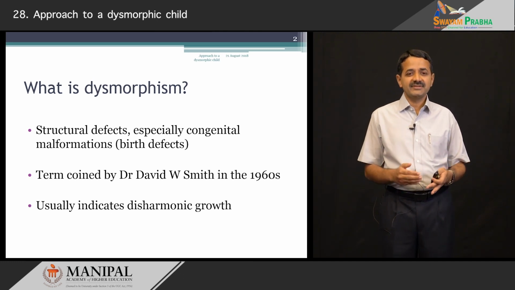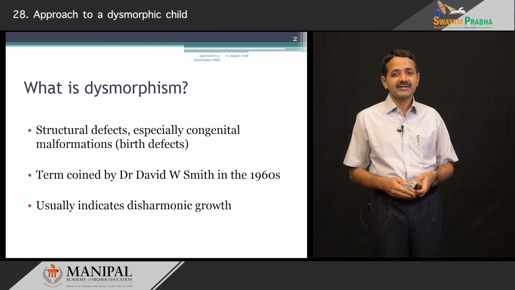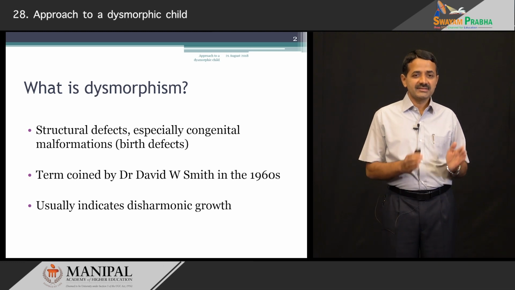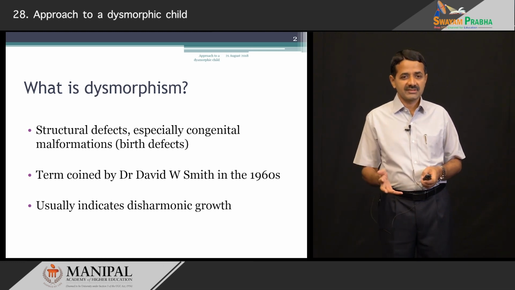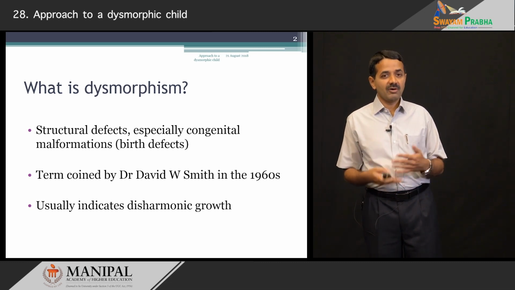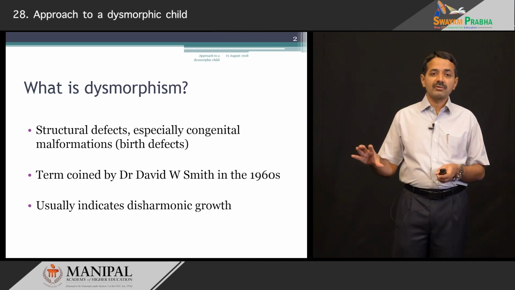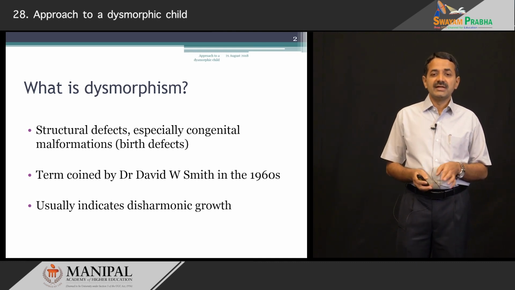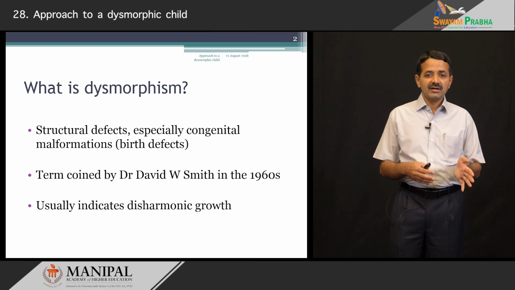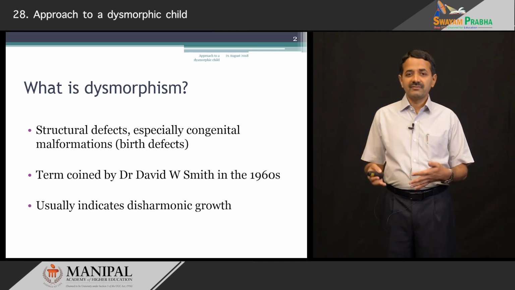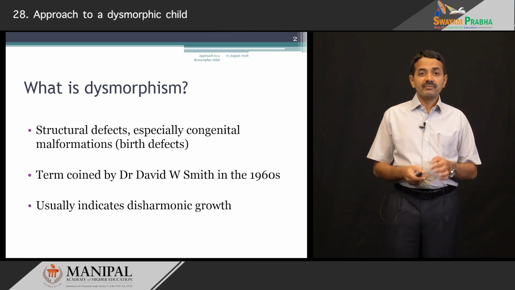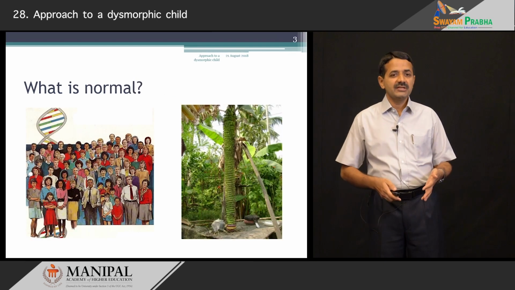This definition of dysmorphism, or the term, was coined by Dr. David Smith, who was one of the pioneers in the 1960s. He said structural defects, especially congenital malformations, are called dysmorphism, or deviation from the normal, which usually indicates a disharmonic growth. Something grows extra or something grows less or something is not grown, that is the meaning of dysmorphism. They look a little different. So, before we understand what is dysmorphism, we need to know what is normal.